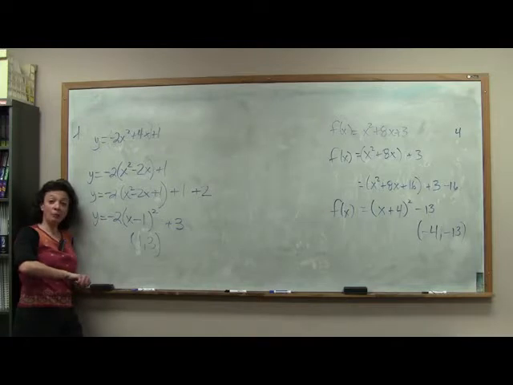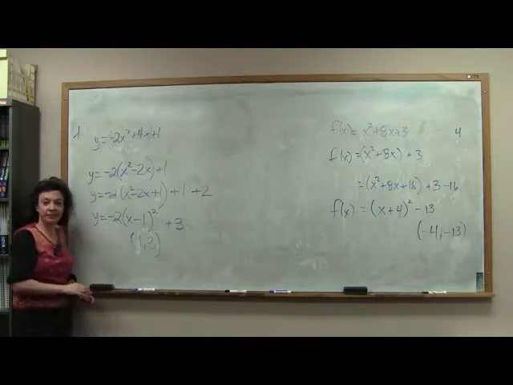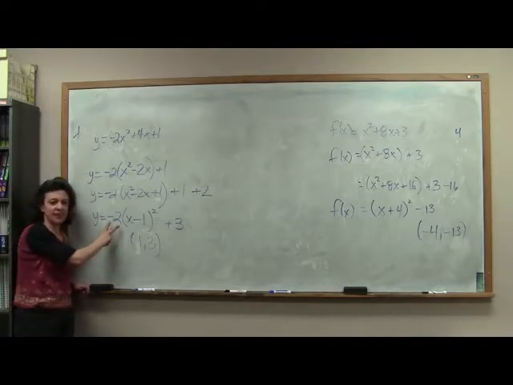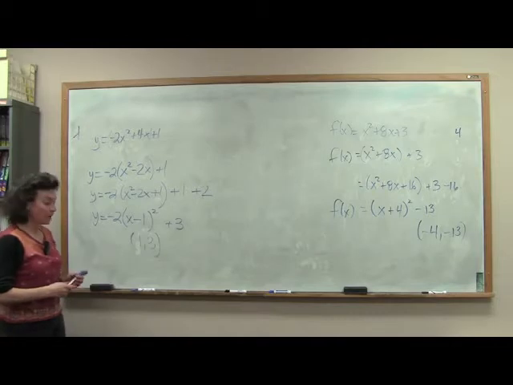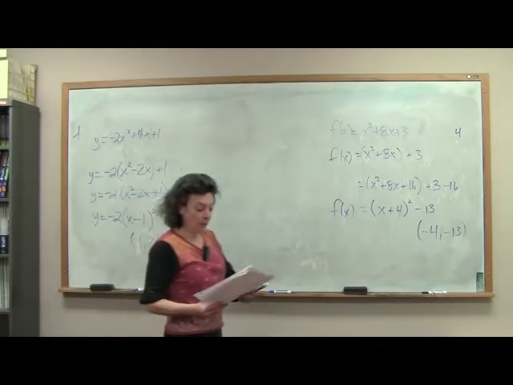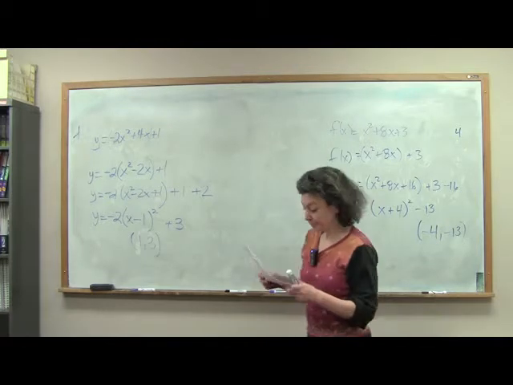Does the graph open up or down? I claim the graph opens down because we have a negative in front. And we'll see the effect that the 2 has. It turns out it just makes the graph thinner. Okay? All right. So just a couple more examples.